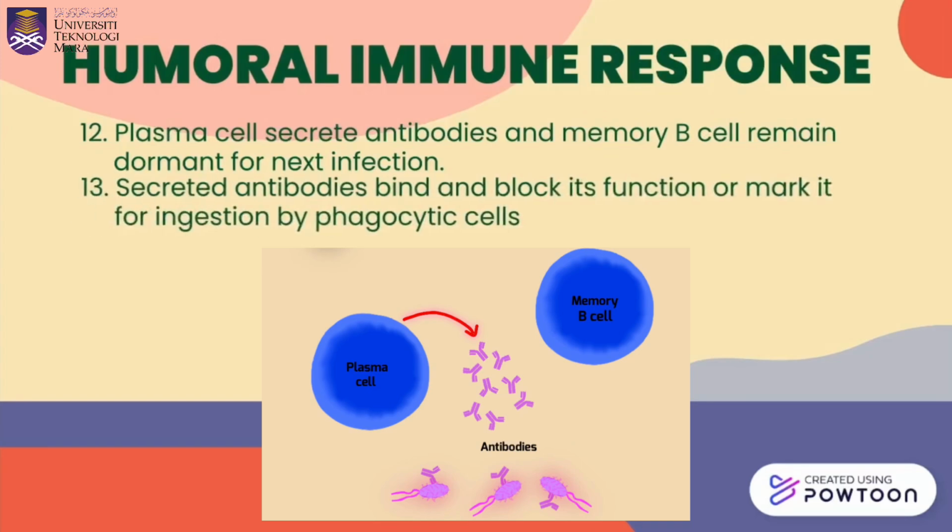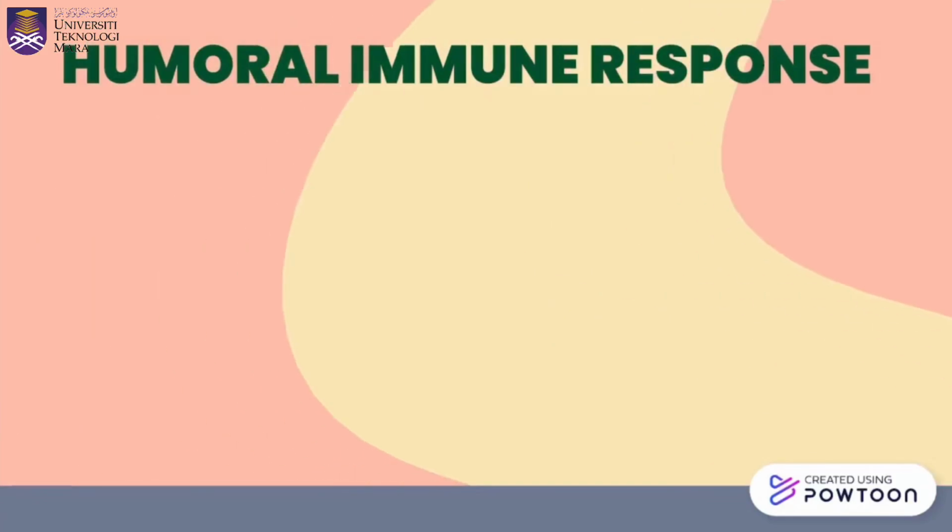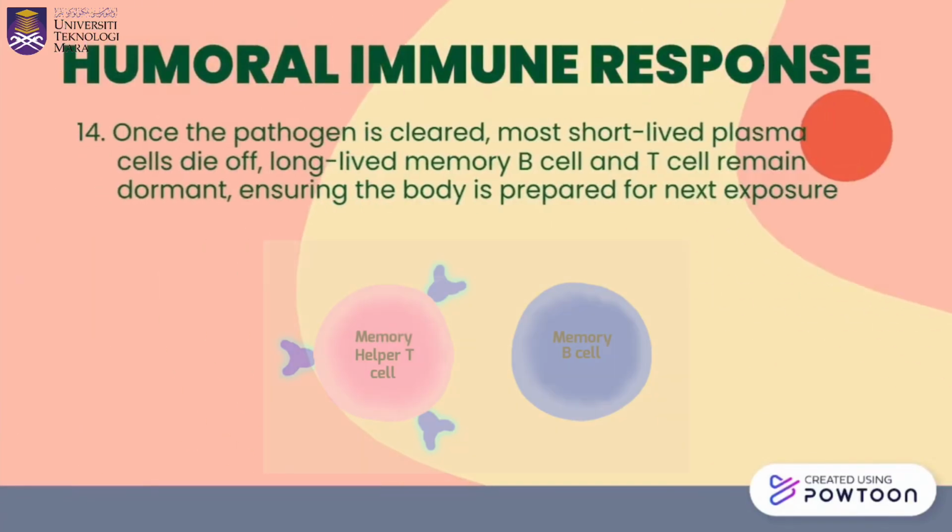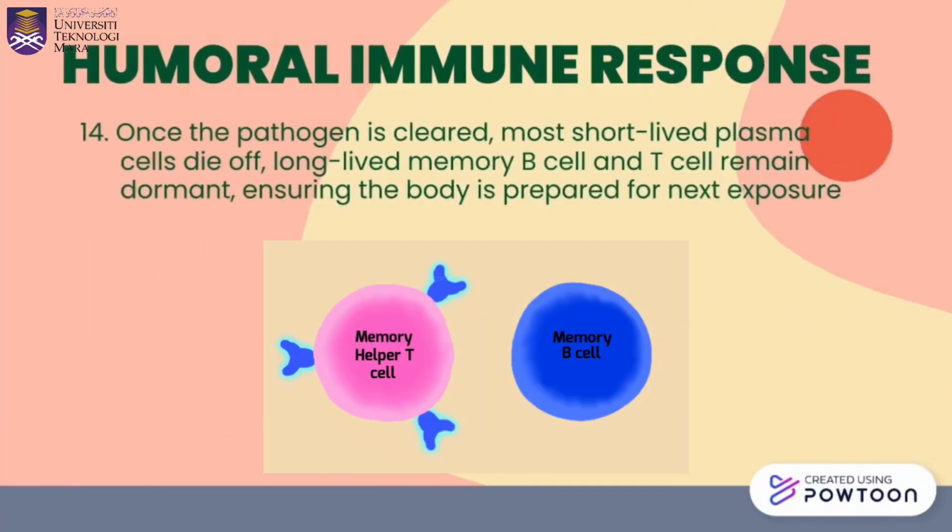The secreted antibodies bind to the pathogen and either block its function or mark it for ingestion by phagocytic cells. This mass action clears the extracellular space of the invading microorganism, successfully eliminating the infection. Finally, the response resolves. Once the pathogen is cleared, most short-lived plasma cells die off. However, the long-lived memory B cells and T cells remain dormant, ensuring the body is prepared for a swift and strong response upon next exposure.